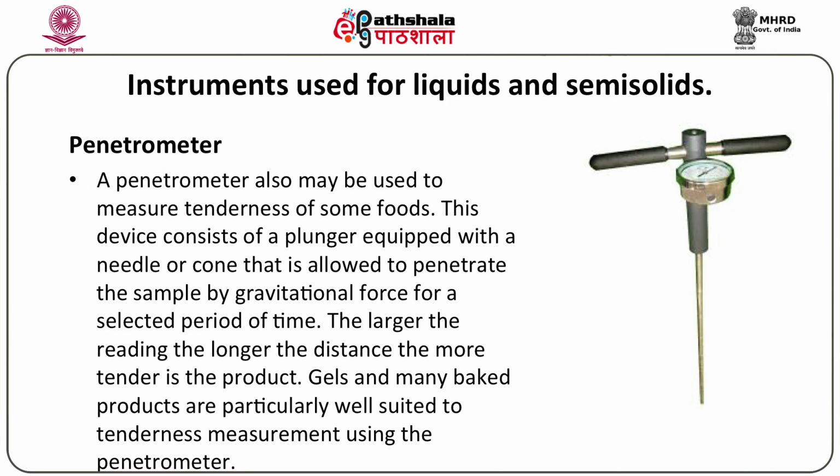The penetrometer is a commonly used instrument to measure tenderness of some foods. This device consists of a plunger equipped with a needle or a cone that is allowed to penetrate the sample by gravitational force for a selected period of time. The larger the reading, the longer the distance, the more tender is the product. Gels and many baked products are particularly well suited to tenderness measurement using the penetrometer.